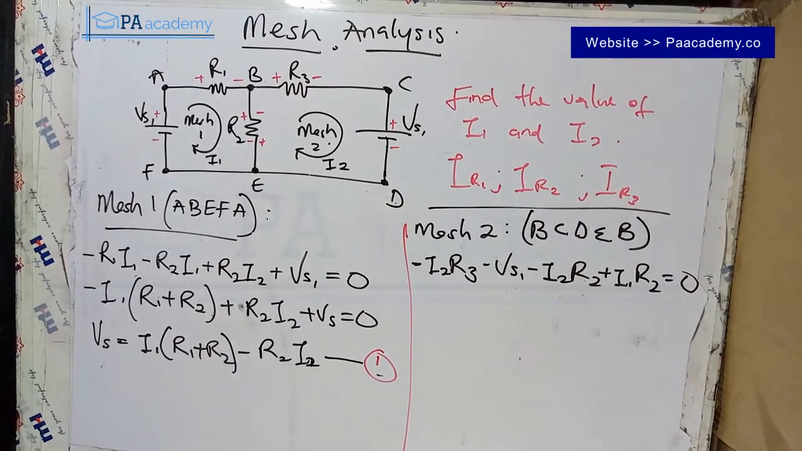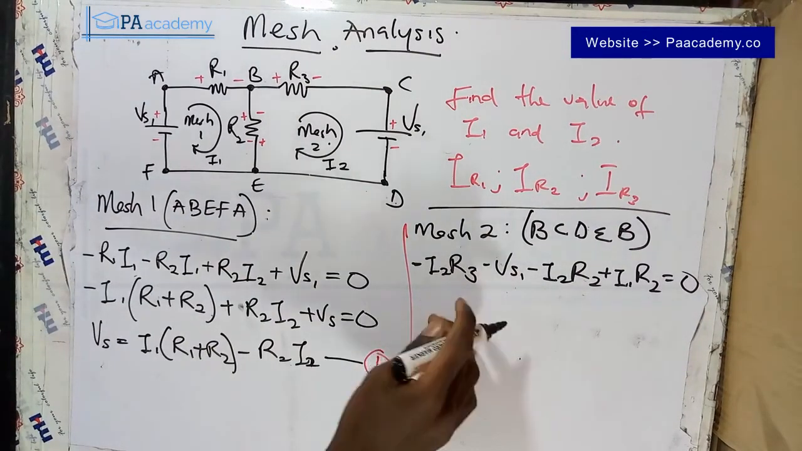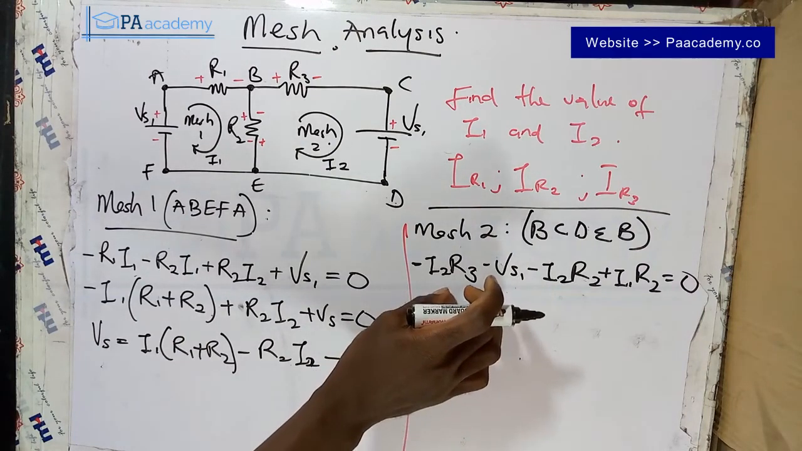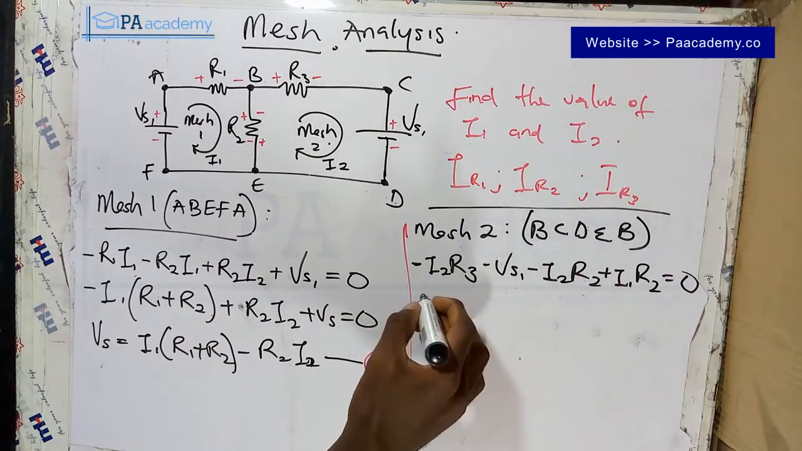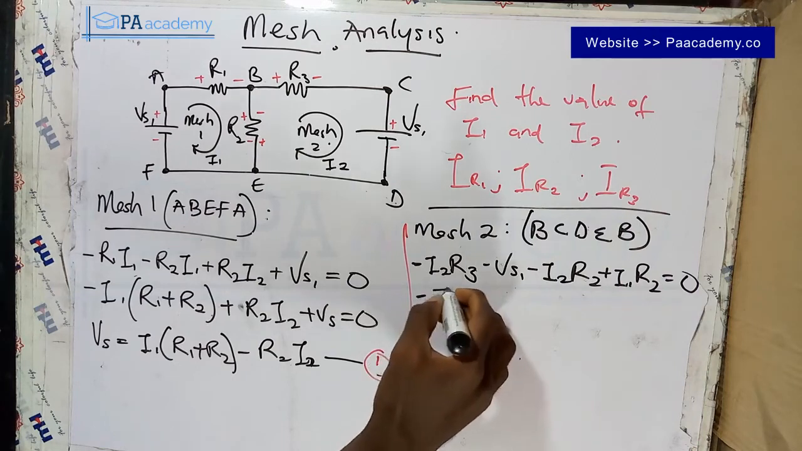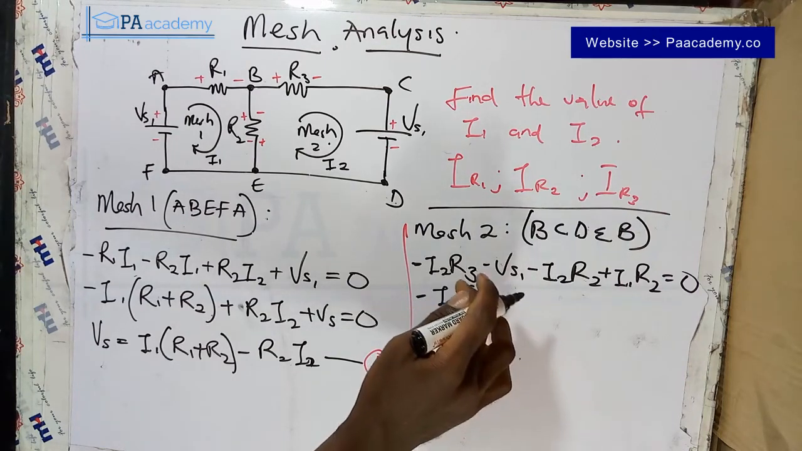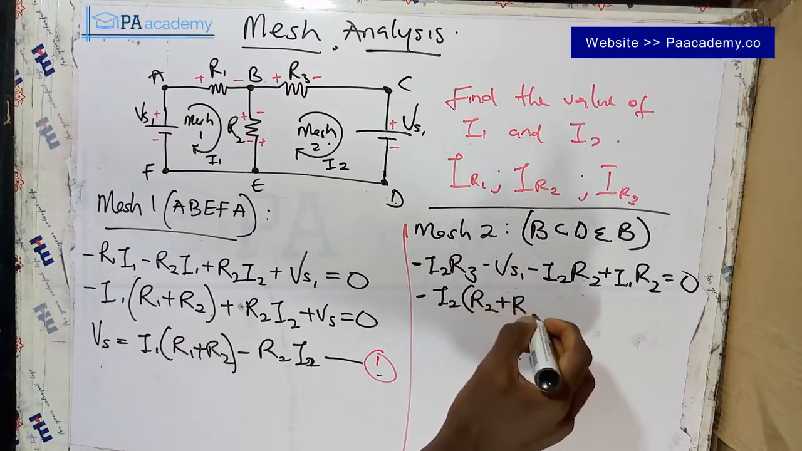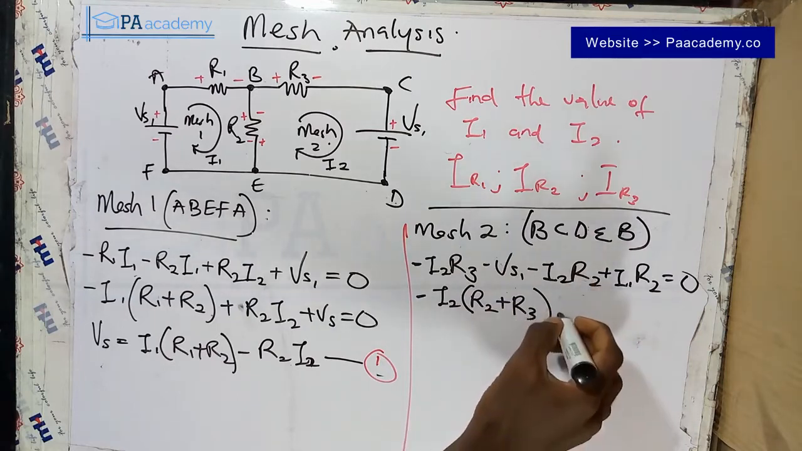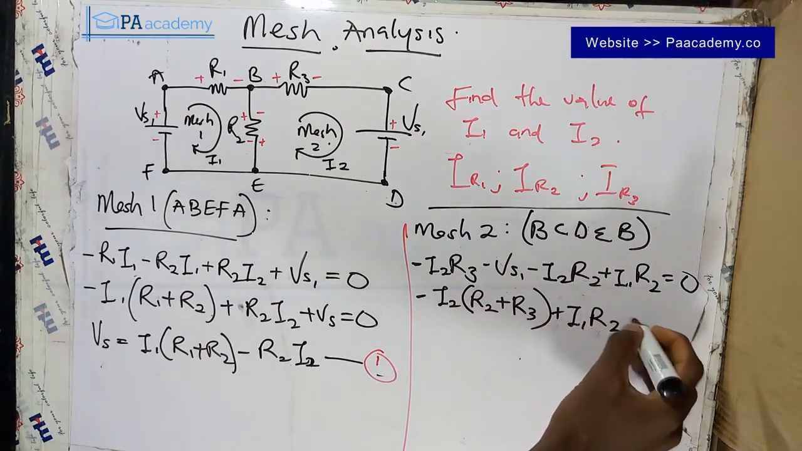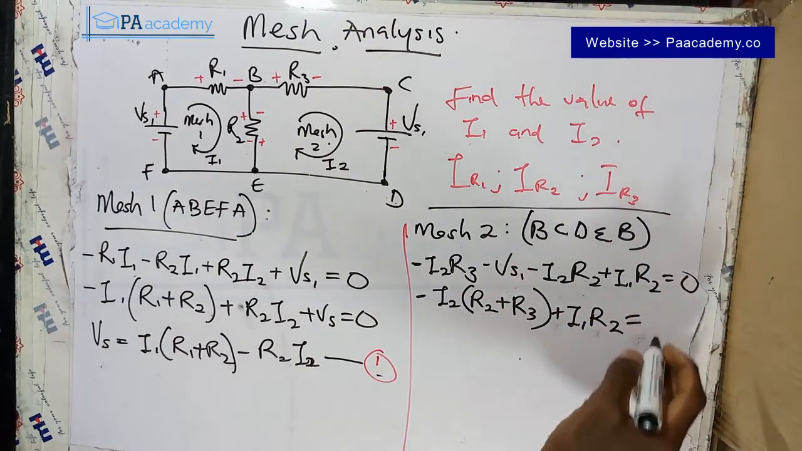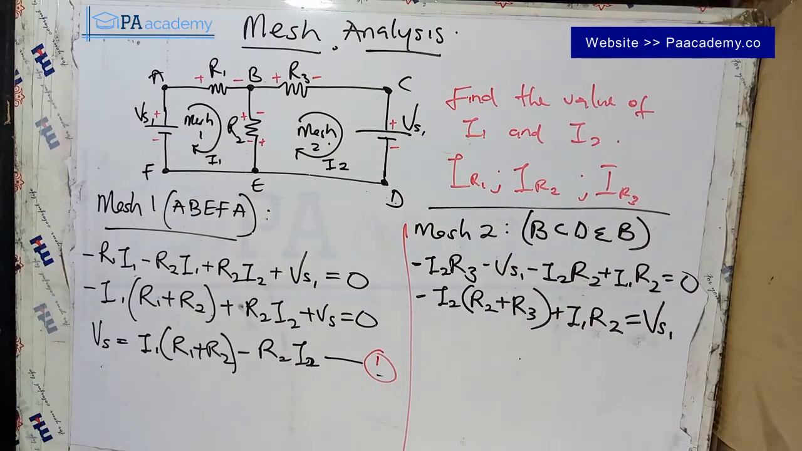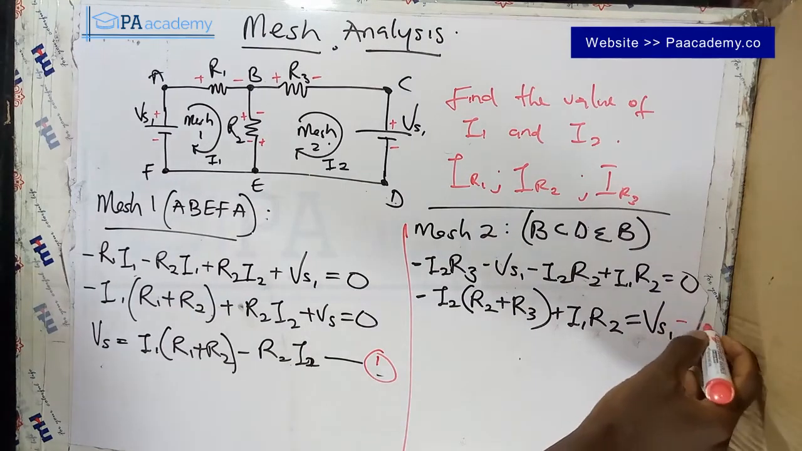So by the time we simplify this, let's look at it. We have I2 common here and I2 common here, so we can have minus I2 into brackets R2 plus R3, then plus I1 R2 equals to, so if this minus VS1 comes to the other side of the equals sign, it's going to be VS1. And what we have here is our equation 2.